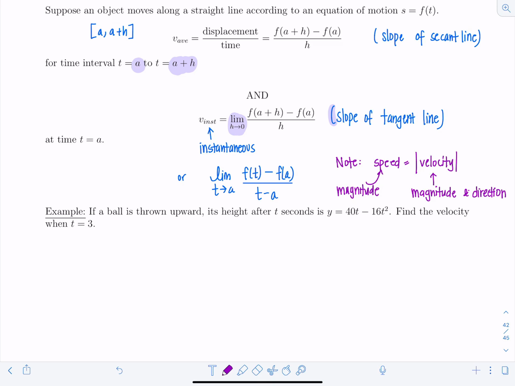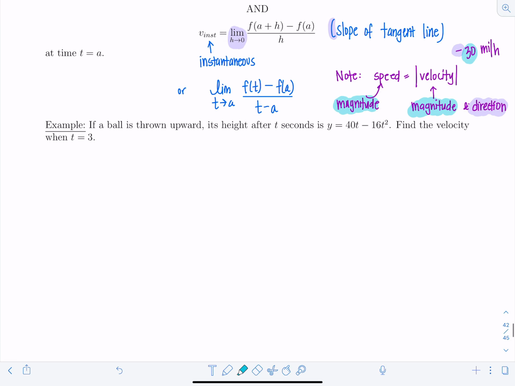If velocity is negative 30 miles per hour, that not only tells me how fast I'm going, but it tells me that I'm traveling in the negative direction. So the negative tells me which way we're going. The magnitude tells me exactly how fast. Speed is magnitude only. We're not interested in the direction. So that's why you just take the absolute value of the velocity. Good. So let's look at an example here.